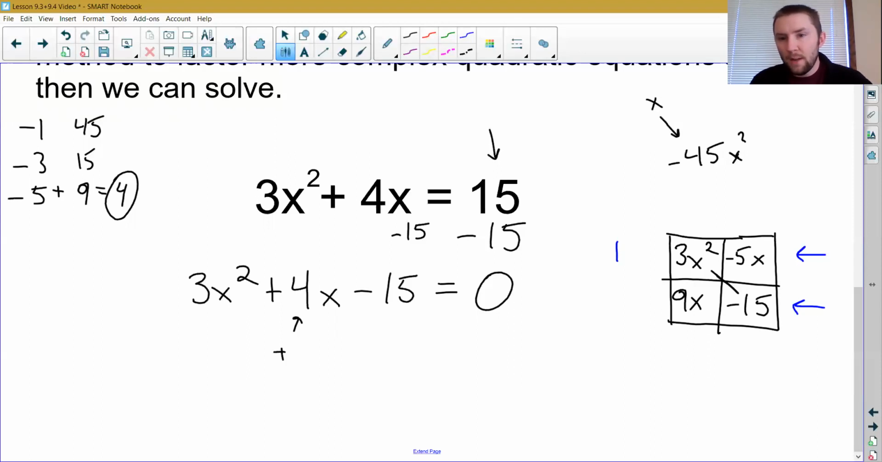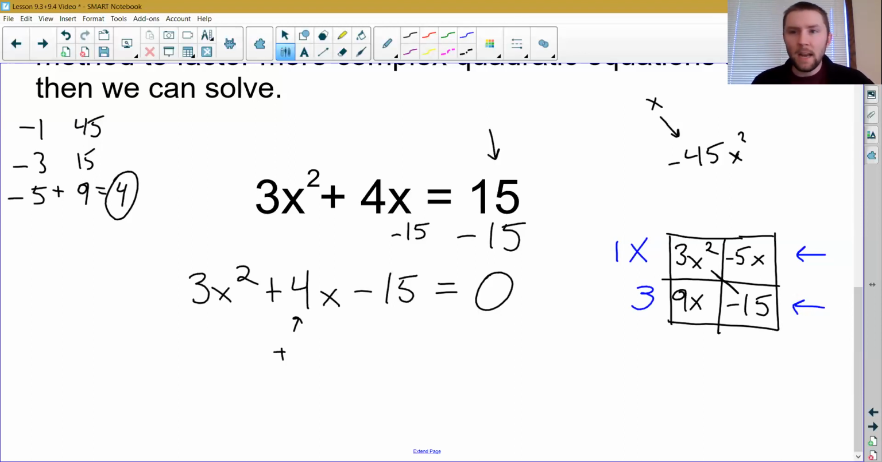Both of these boxes do have an x, so I'm going to pull out an x as well. And just as a quick reminder, even though I have a minus 5 here, we never pull out a negative for the x term, right? We never do that. So this greatest common factor of this row is just 1x. Now, if I go to the bottom row here, 9x and a negative 15. Well, first I deal with the numbers, 9 and 15. Both of those can be divided by 3. So I pull out a 3.